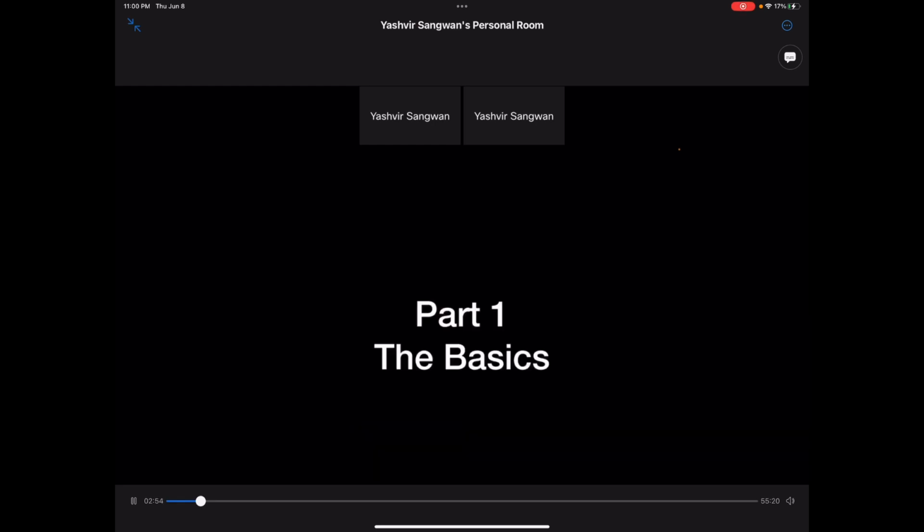Part 1, the basics, is a prerequisite for this course so that when you come to the sim center, you are ready to actually start using the probes and getting the psychomotor skills necessary to get the best images and the best interpretation.